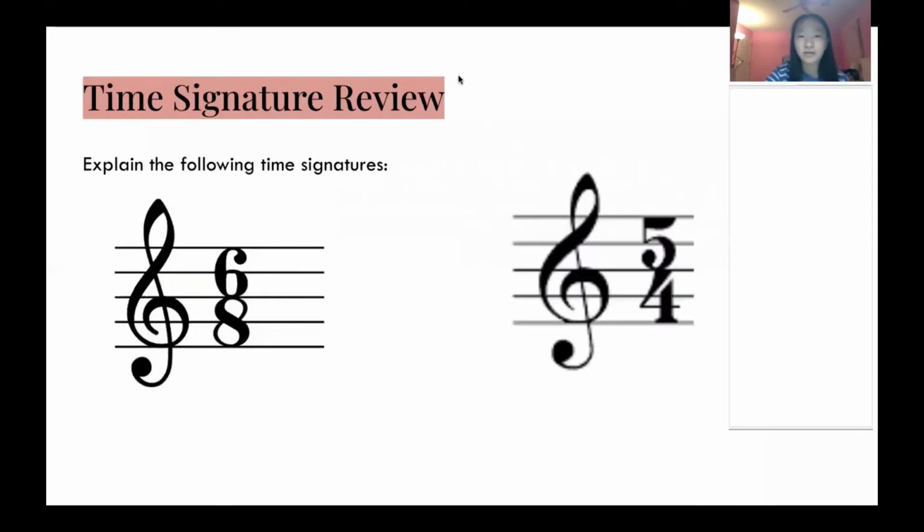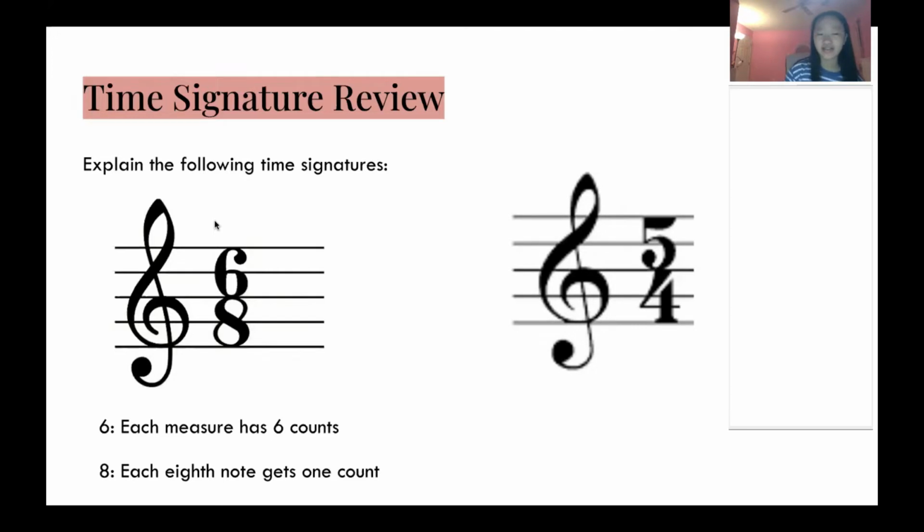Okay, so first is a review. We're just going to explain what each of the time signatures mean. For the first one, I'm going to call on Camelia. What does this time signature mean? So the 6 means 6 beats in a measure, and the 8 means the 8th note is 1 beat. Very good, perfect. So the 6 means each measure has 6 counts, and 8 means each 8th note gets 1 count.